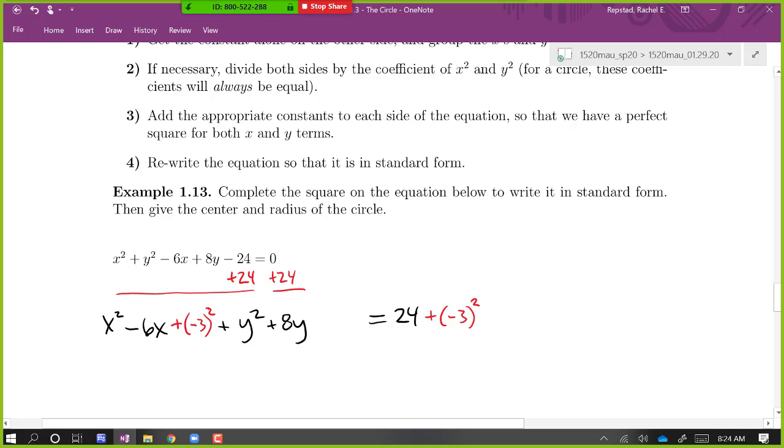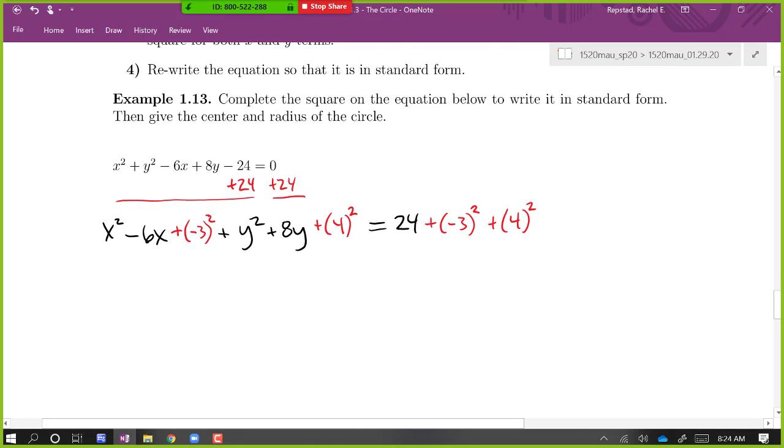We're going to do the same thing with the y's. That coefficient on y is 8. I'm going to cut that in half, square it, and add that to both sides. The reason this is so clever is because now if I look at just the x terms, those 3 terms, including the plus negative 3 squared, that's a perfect square. That is a perfect square.